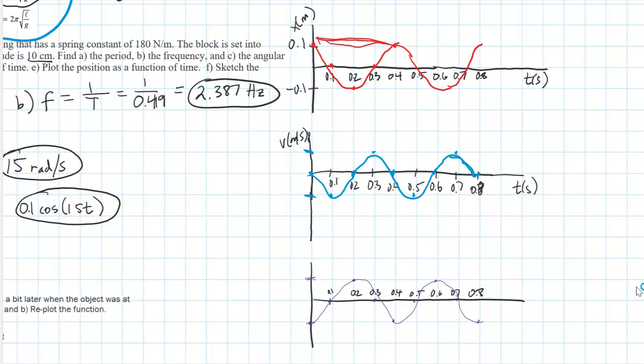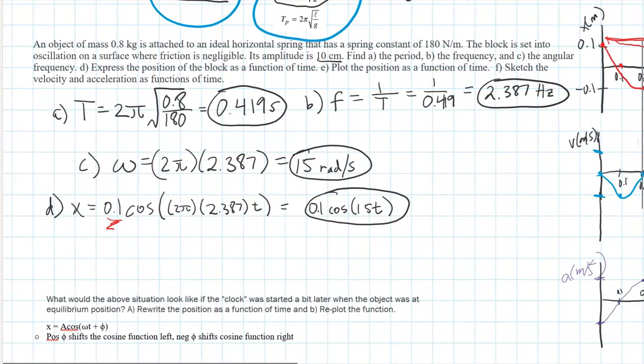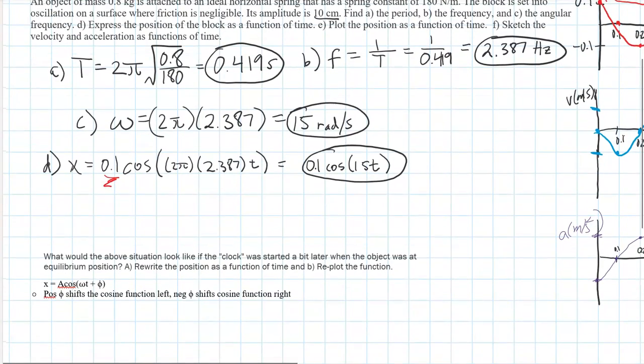So notice that the acceleration, which I should label there, and the position functions are exact opposites to each other, whereas the velocity function is 90 degrees out of phase with both of them.